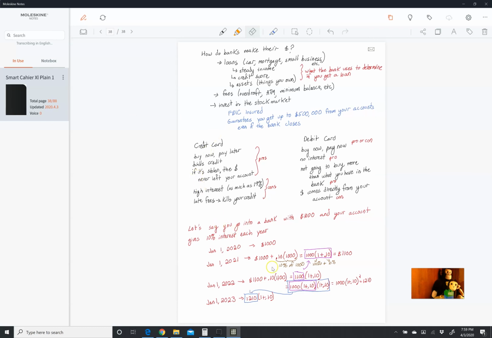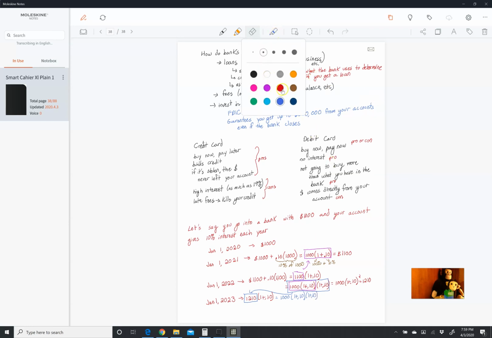This is 1,210. So we're going to replace that 1,210 with 1,000 times 1 plus 0.10 times 1 plus 0.10 and then times the 1 plus 0.10 that we had before. So this part is 1,210. So times 1 plus 0.10. And what we're saying is that this is really 1,000 times 1 plus 0.10 to the third.